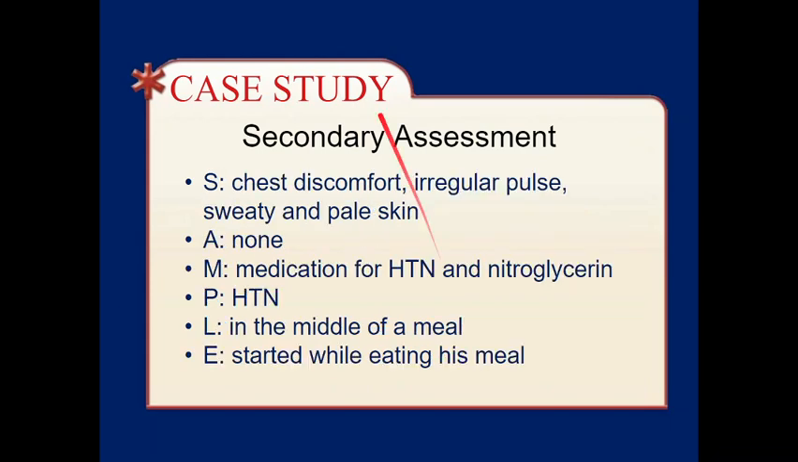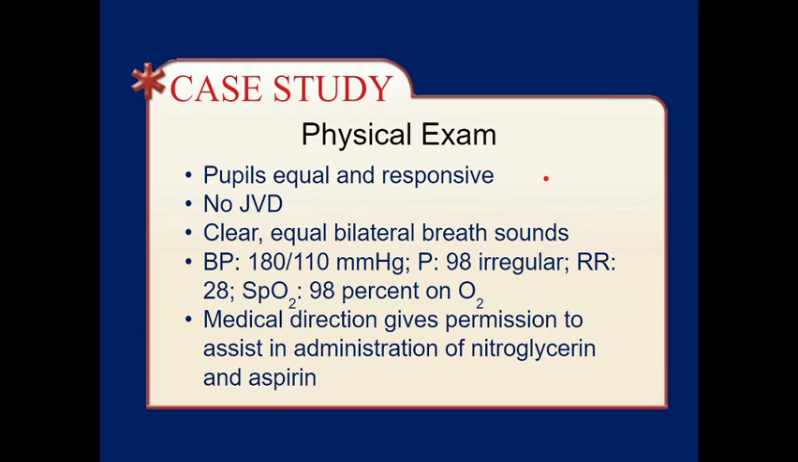So what can we do? A SAMPLE. They have a history of hypertension. They were just eating a meal, so they weren't even exerting themselves, so that's bad. They have a prescription for nitro, so that's good. And they look pale, irregular pulse. That's not good. We do an exam. PERRL, pupils, no JVD, equal breath sounds. I'm reassured a little bit.